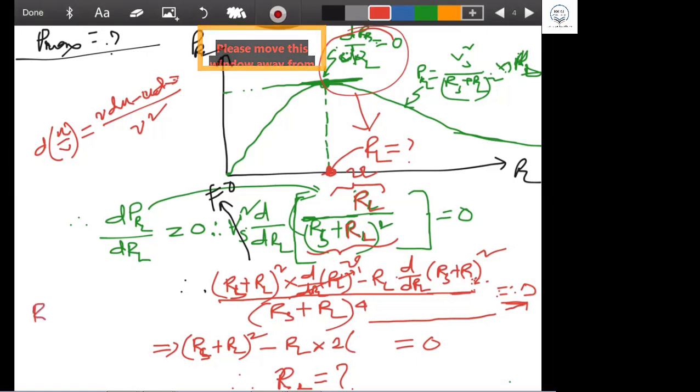Because you got RL square equal to RS square, right? Yes, that is the right answer. And RL cannot be negative, and resistance cannot be negative. So RL will be equal to RS. So that is the answer.